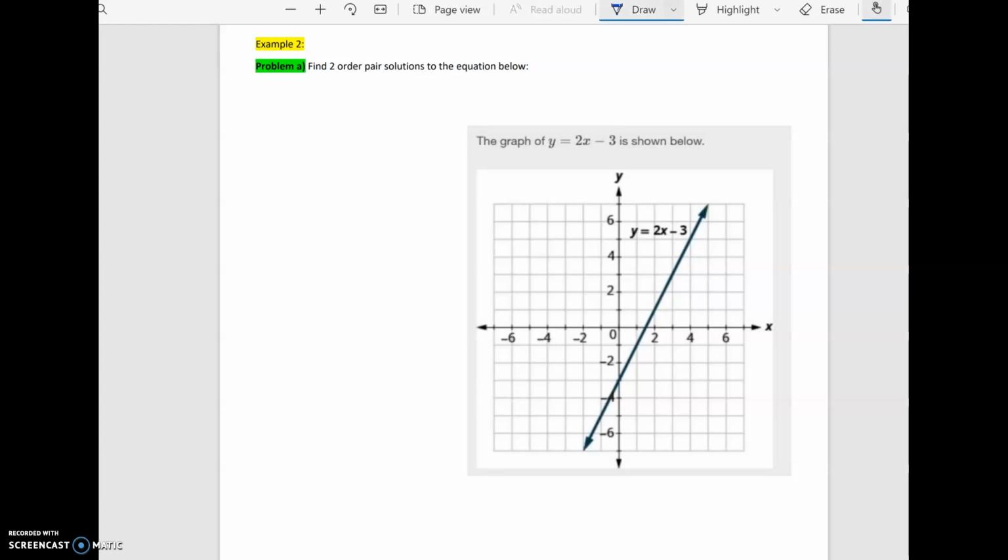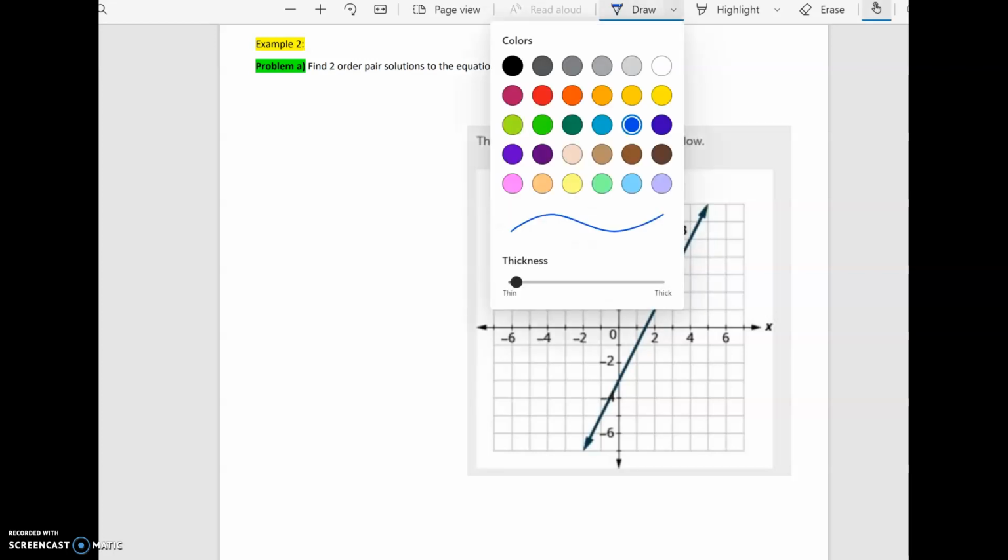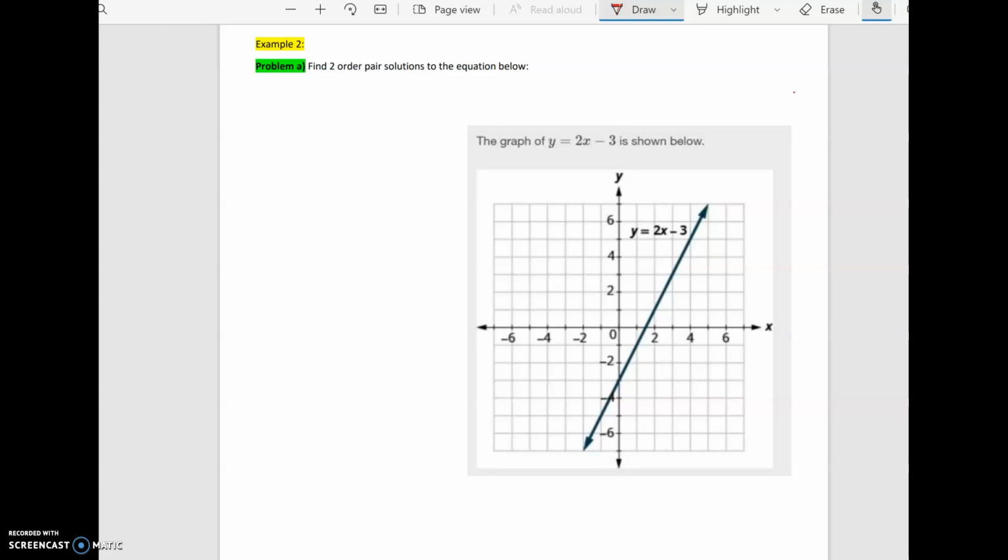Hi class, for example 2, we're going to be looking at two problems, and the main objective here is to find ordered pair solutions to a given equation. So we're looking for ordered pair solutions, and if the problem gives you a graph, an ordered pair solution is any coordinate point that's actually part of the graph. So in this case, you can just select any two coordinate points, and those will be ordered pair solutions as long as they're on the line.